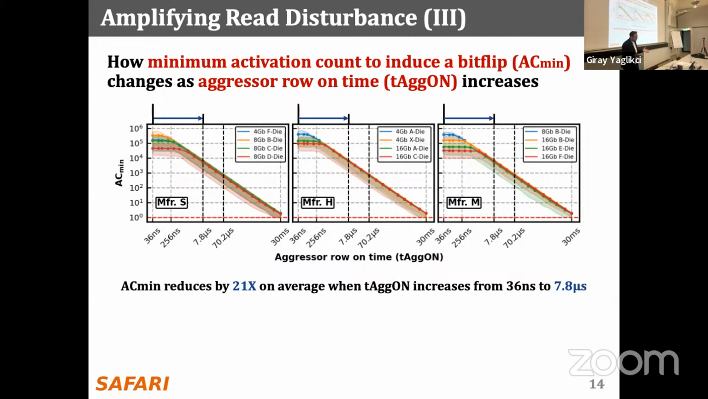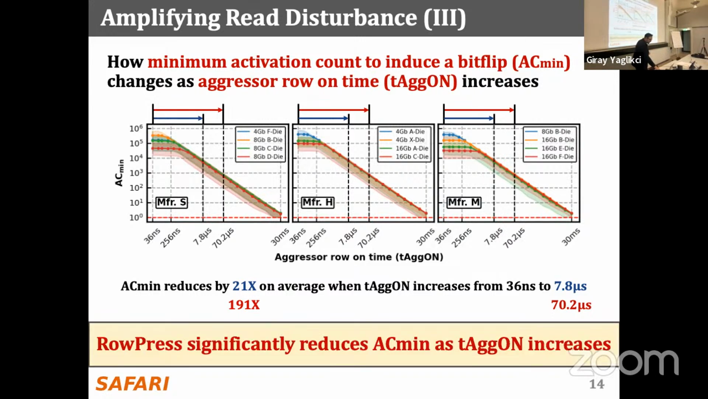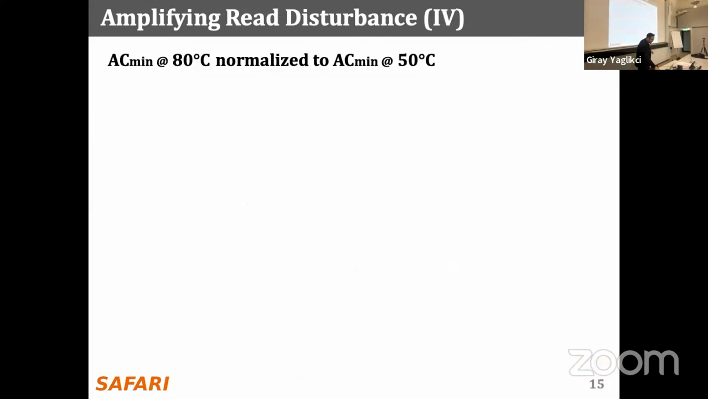Among the chips that we test, ACmin reduces by 21x on average when tAggON increases from 36 nanoseconds to 7.8 microseconds. So it's quite practical to do actually. And in the extended region, you can even go for 191 times of decrease. So RowPress significantly reduces ACmin as tAggON increases.